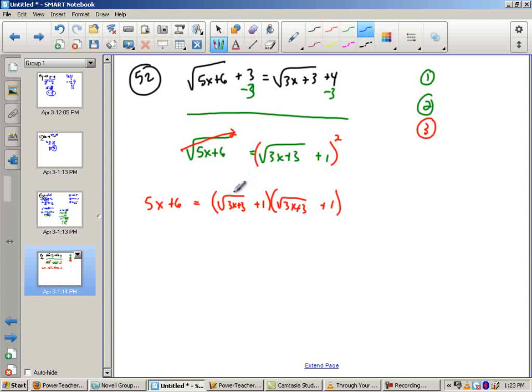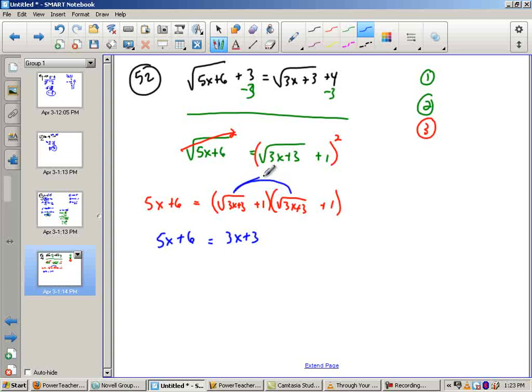Now, some really interesting things happen. When I do the first two multiplied together, if I were to take the square root of 7 times the square root of 7, I would get 7. In essence, the square roots cancel themselves, and I'm left with the interior. So the square root of this times the square root of itself again gives me 3x plus 3.